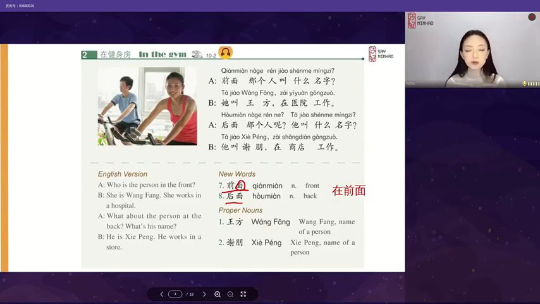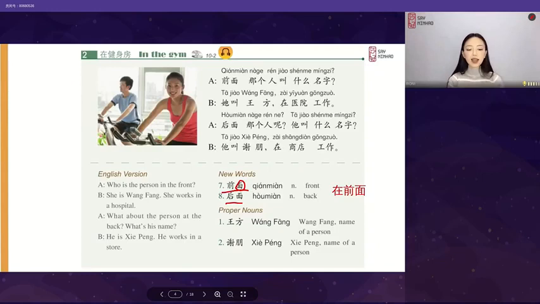Try to say the person, that person in the front. Listen carefully. That person in the front is Teacher Lee. How to say that? It is first that person in the front. How to say that is 前面那个人, right? And is Teacher Lee is 是李老师. So 前面那个人是李老师. Okay.